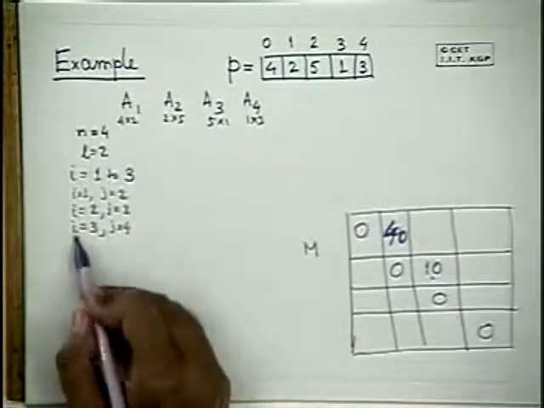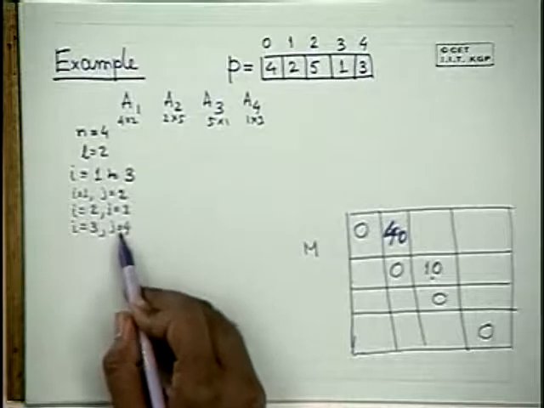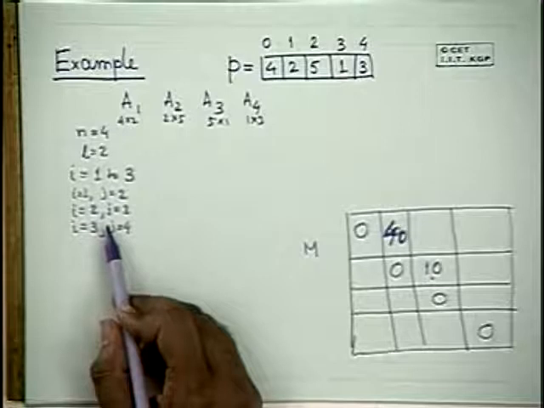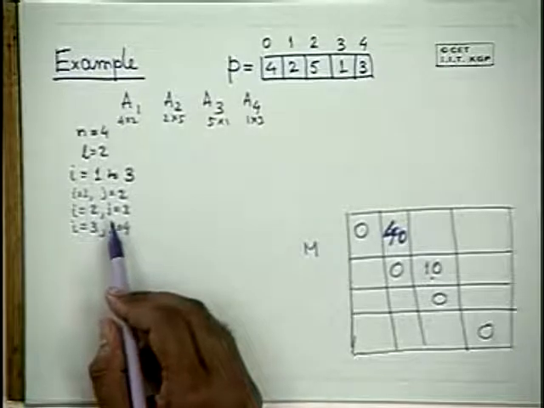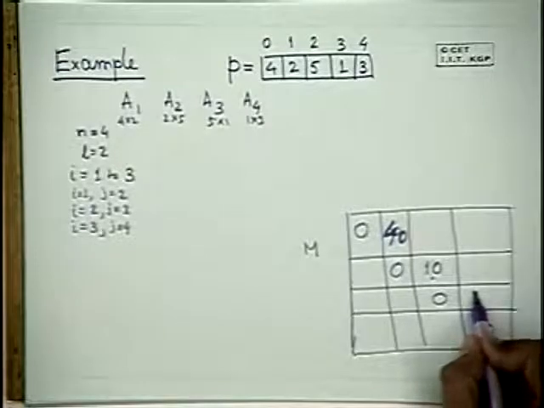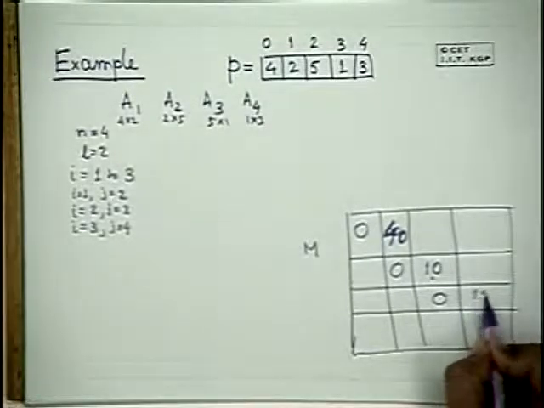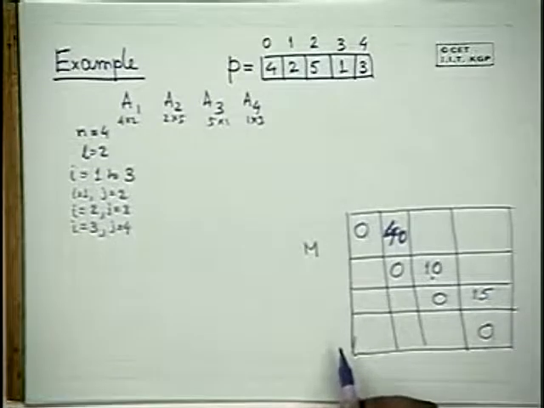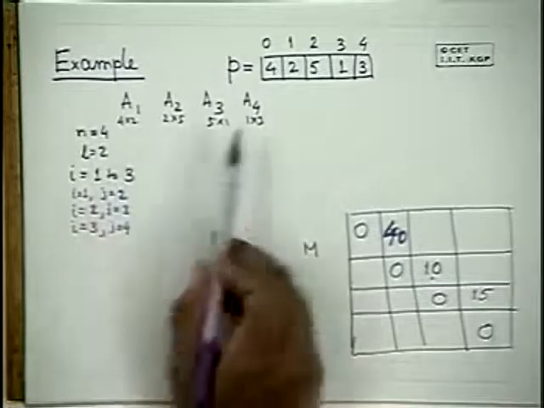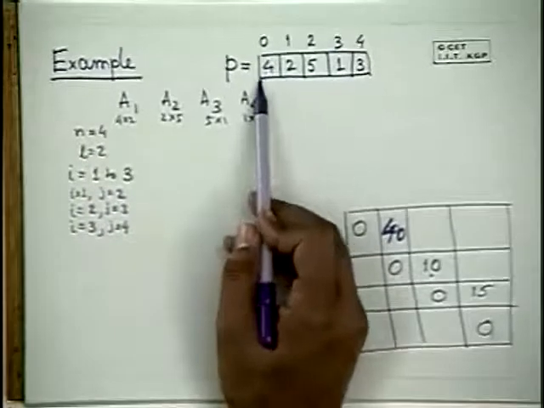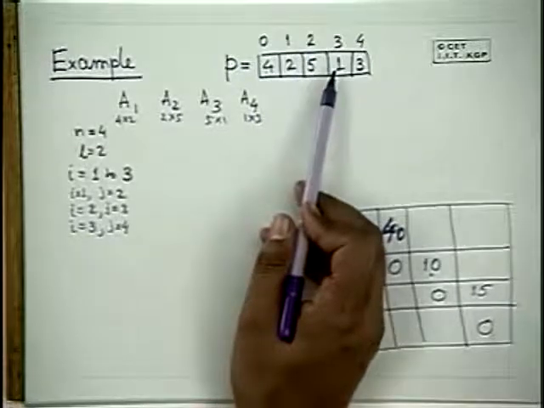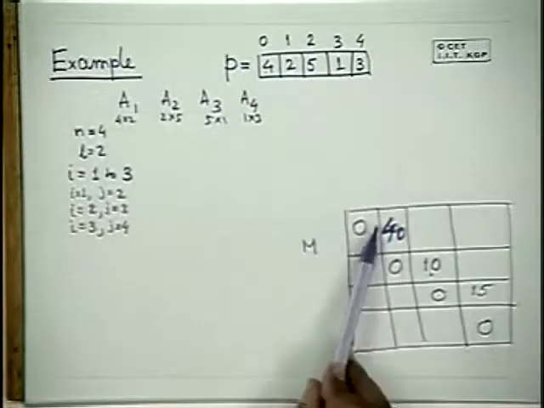Okay, now let us see. I becomes 3, j becomes 4. So you are trying to see the multiplication of A3 and A4. And how much will that be? So basically you will get M34 as 15. Could you follow this step? So when L is equal to 2, see what you have done. You have taken the A1, A2 multiplication, A2, A3 multiplication, A3, A4 multiplication. And we have kept these values.